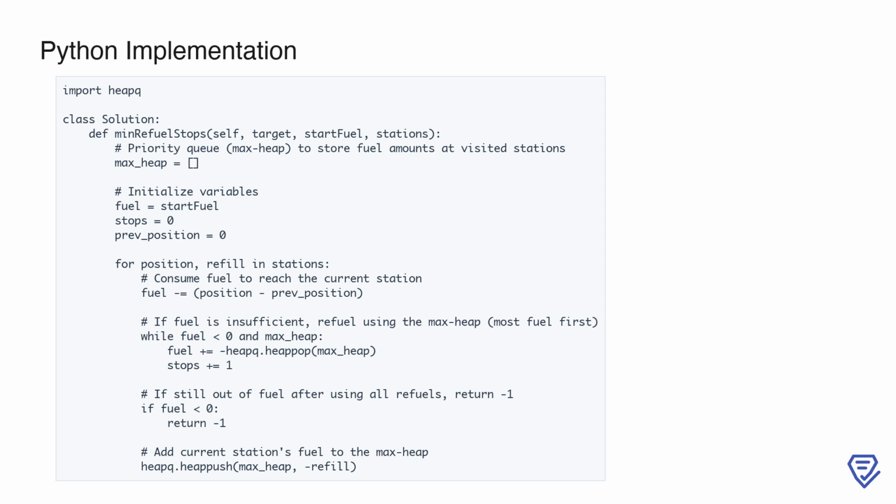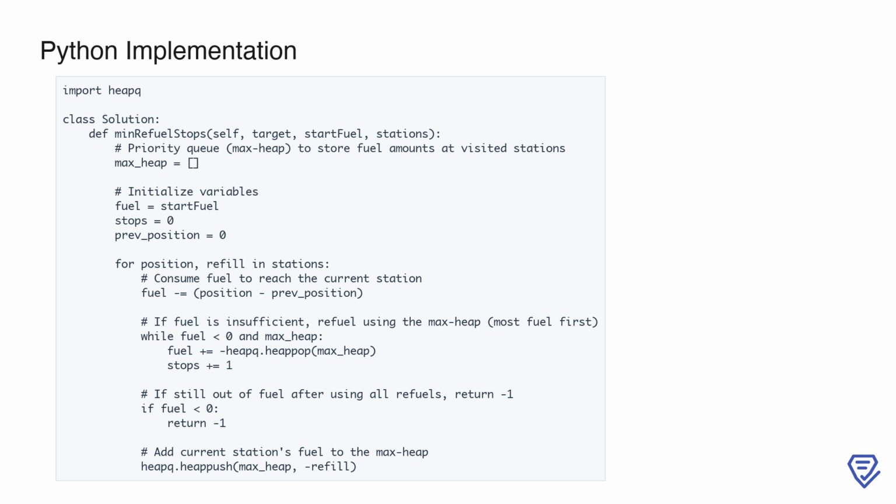Here, we start by importing the Heap module, which we'll use to manage a max heap. This is essential because we want to prioritize refueling from stations that offer the most fuel. We then define the min refuel stops method, which takes three inputs: the target distance, the start fuel available at the beginning, and a list of stations, where each station provides its position and the amount of fuel it offers.